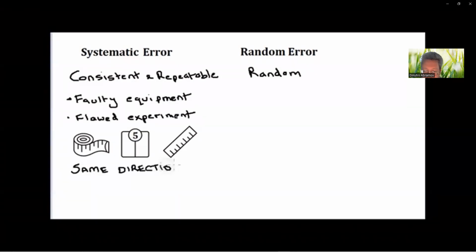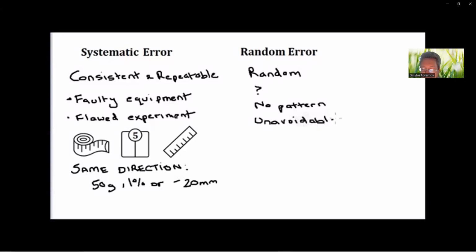For example, you might be 50 grams, 1%, or negative 20 millimeters off every time. With random errors, it's often difficult to pinpoint the source. There's no pattern. These errors are largely unavoidable and they cannot be replicated.